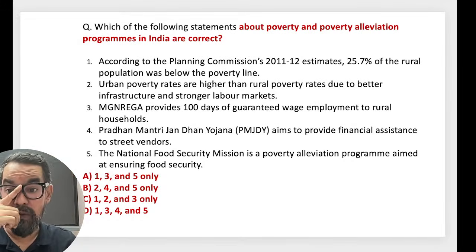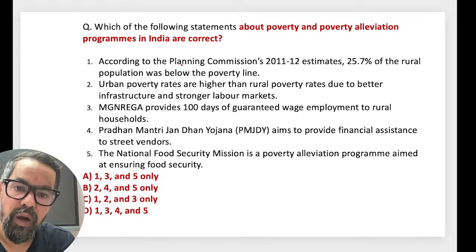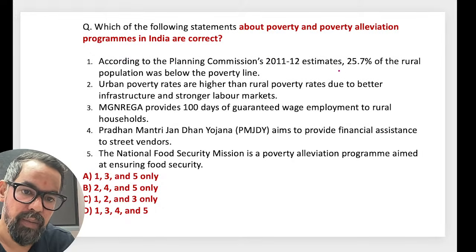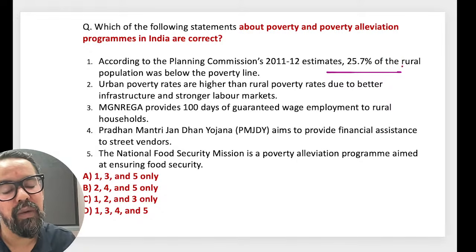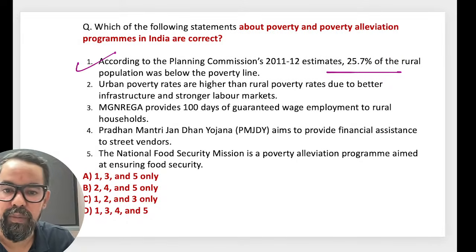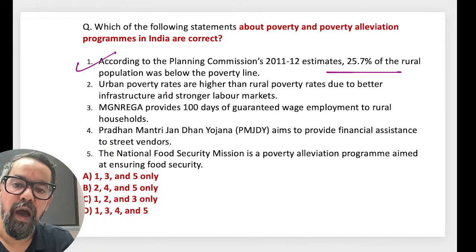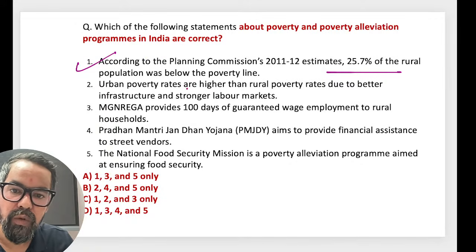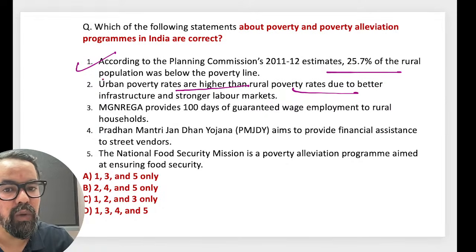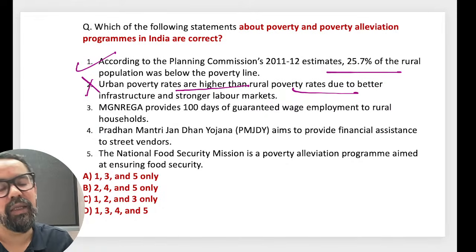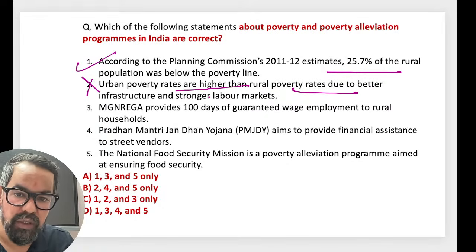Alright, so what will be your correct answer? According to Planning Commission 2011-12 estimate, census, 27.5% rural population was below the poverty line. Urban poverty rate is higher than rural. No, rural poverty rate is always higher than the urban. Okay, this is wrong.